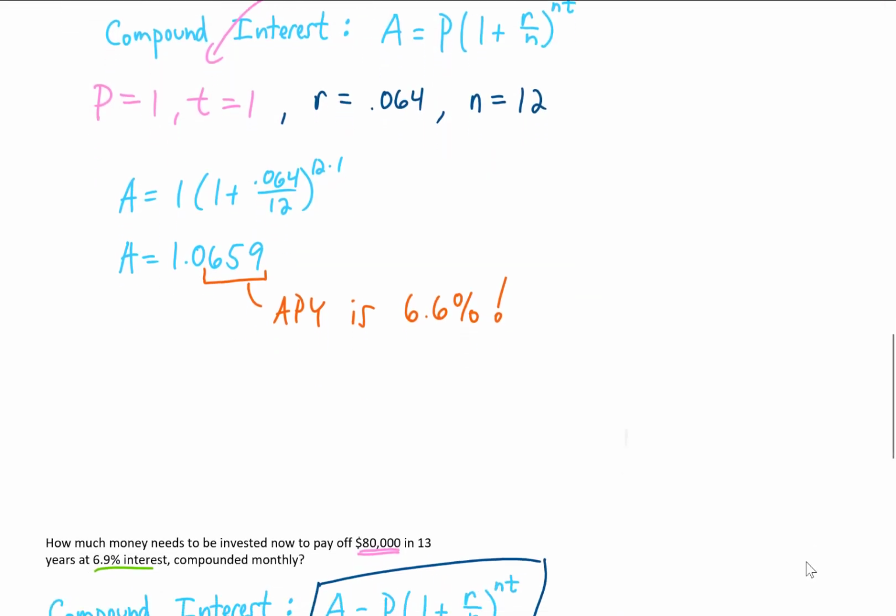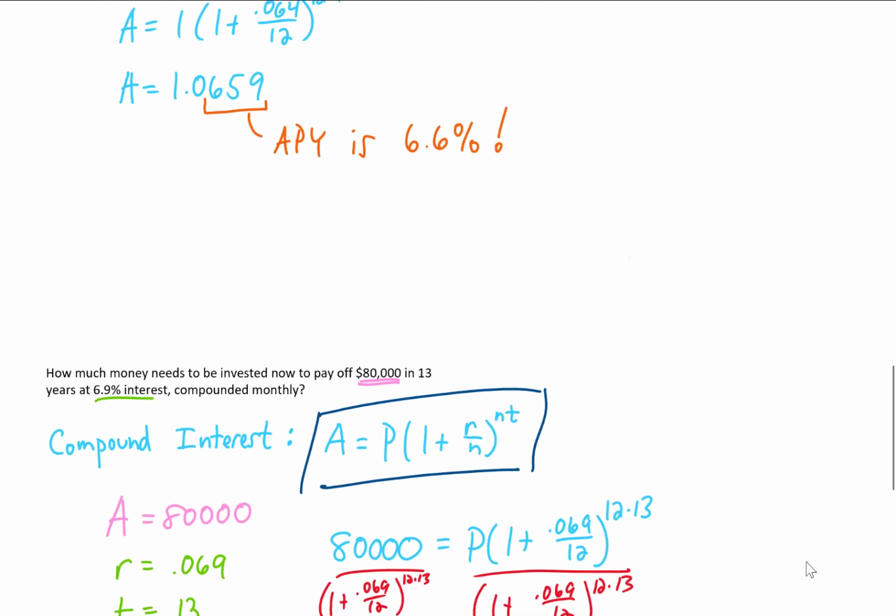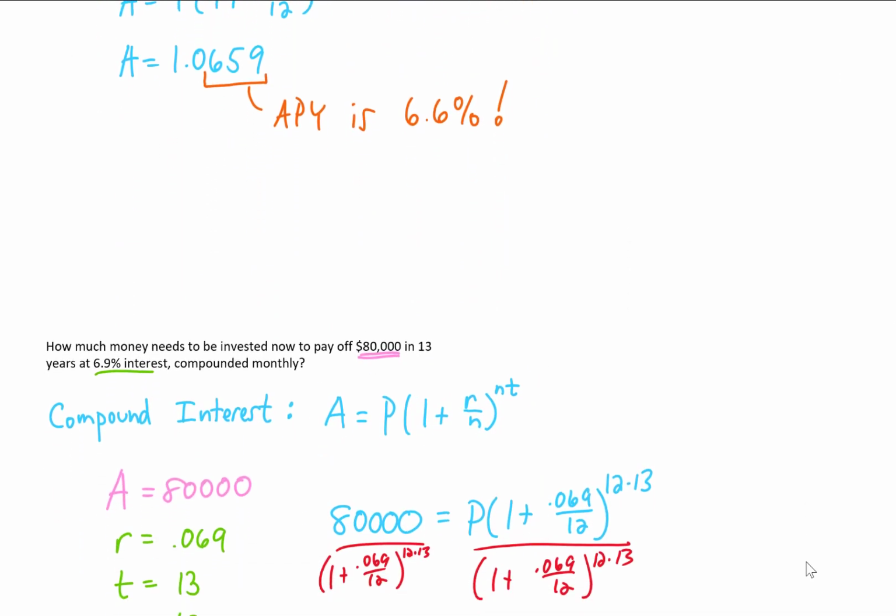All right, let's take a look at one more problem here. This is going to be a colorful one. They're turning things around on us a little bit. They're asking how much money needs to be invested now in order to pay off $80,000 13 years down the road at 6.9% interest compounded monthly.